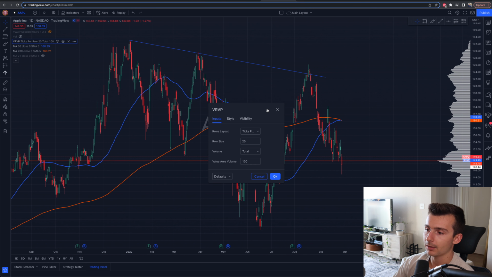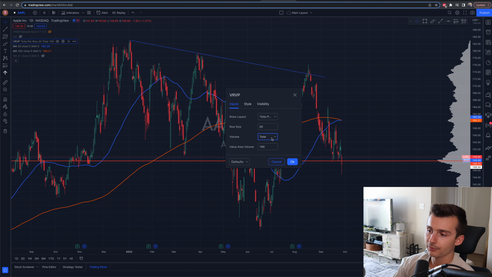Let me go back here. I'll set it as 20. In terms of volume, I have it as total. You can have it as up and down volume. You can have it as delta. It's up to you. I just think, to be honest, total volume makes it as simple as possible.